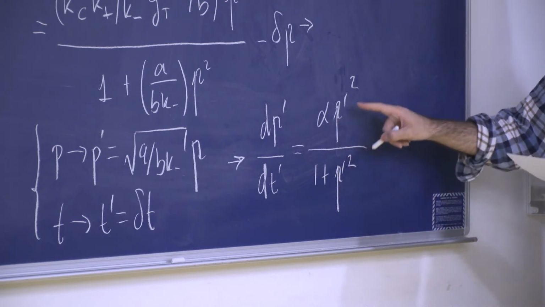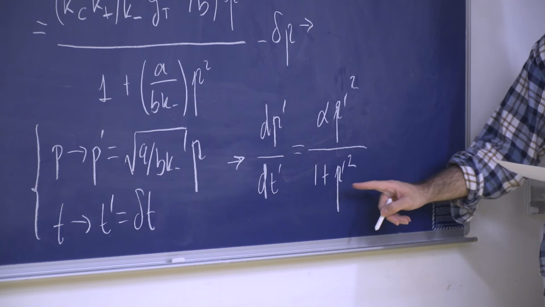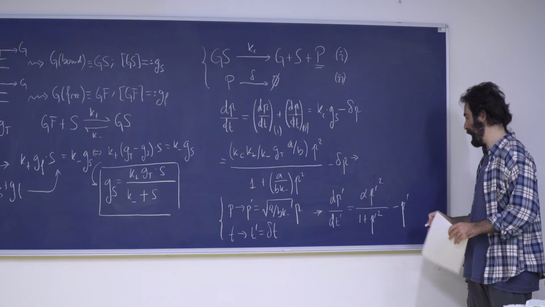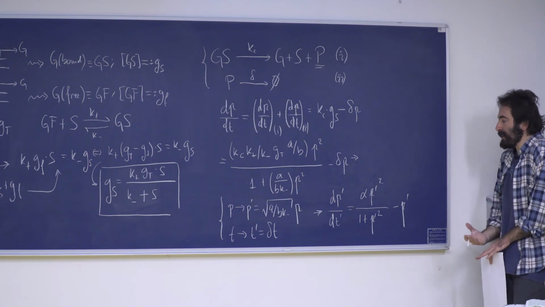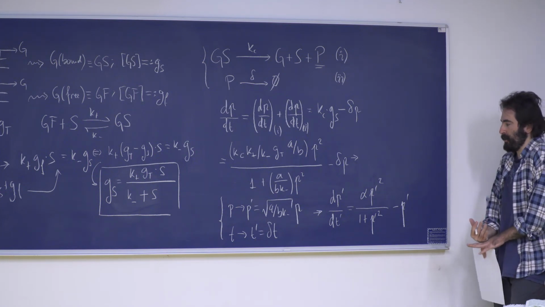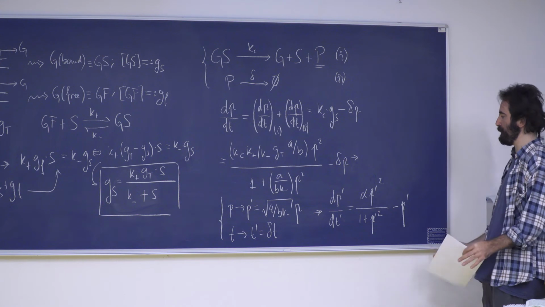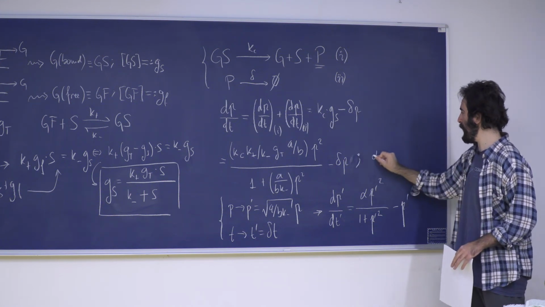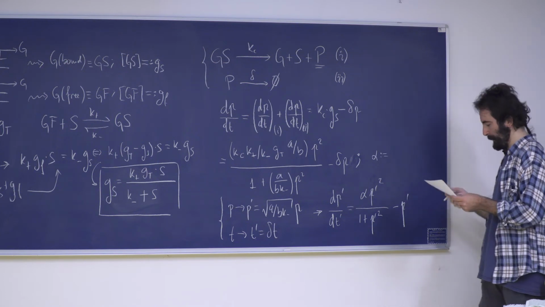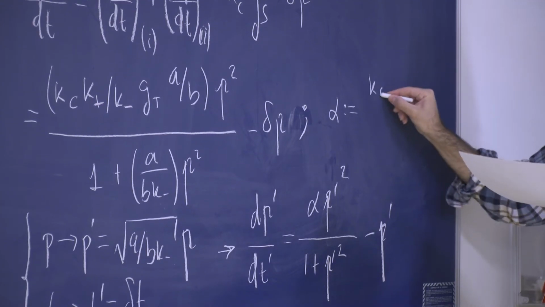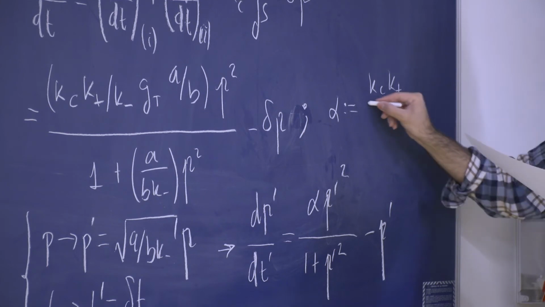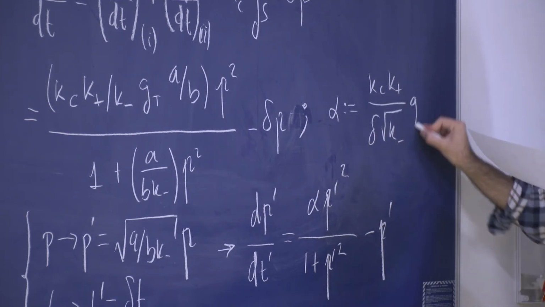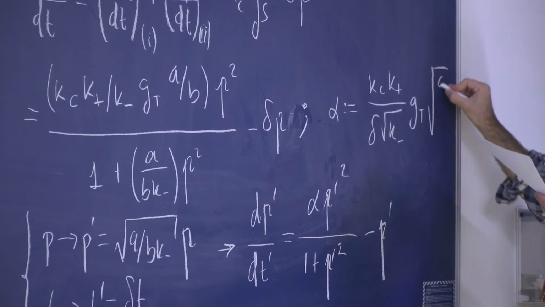Right, so alpha p prime squared divided by 1 plus p prime squared minus p prime. And the interesting thing is that now we only have one single parameter. This parameter actually carries a lot of information. We shall write it down. Alpha here is defined as k sub c, k sub plus divided by delta square root of k sub minus g t and the square root of a over b.